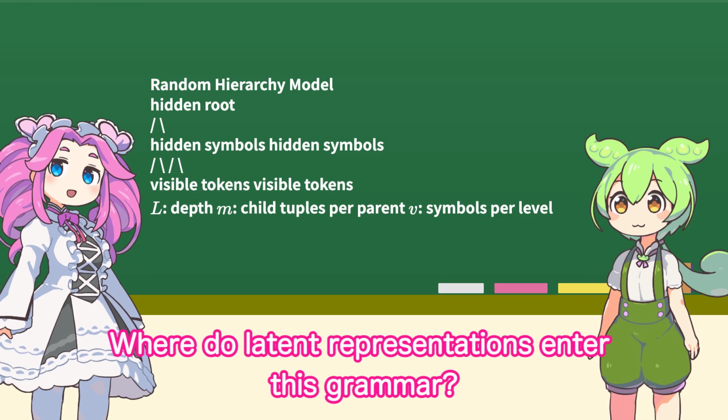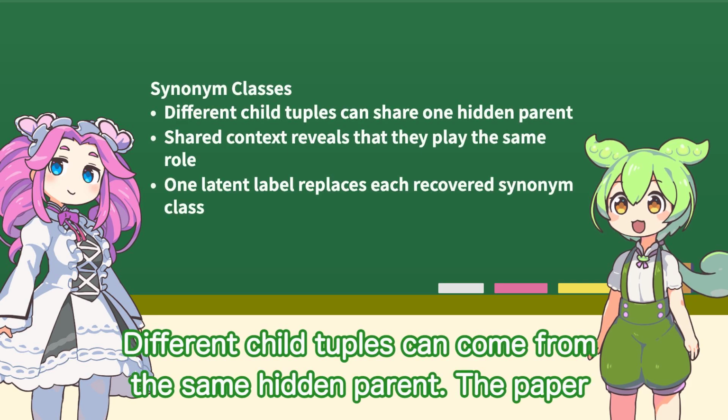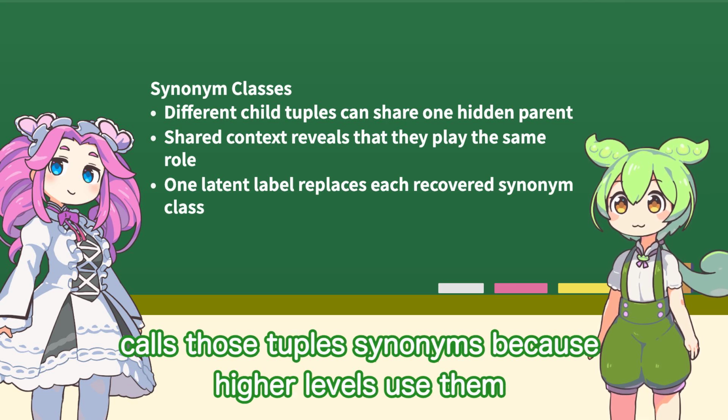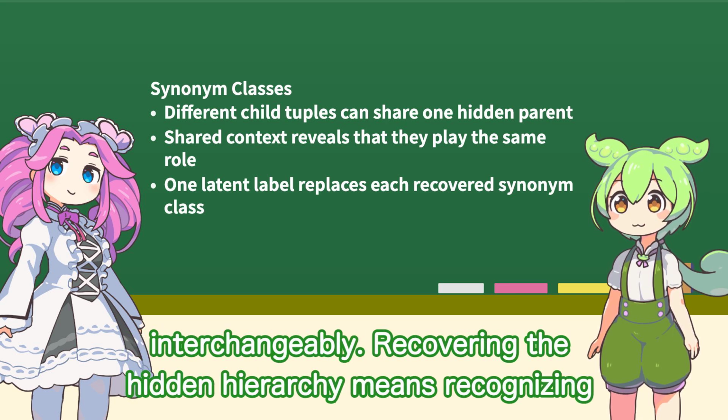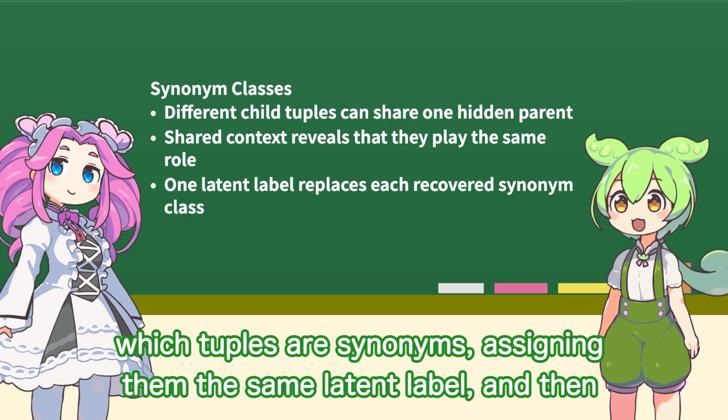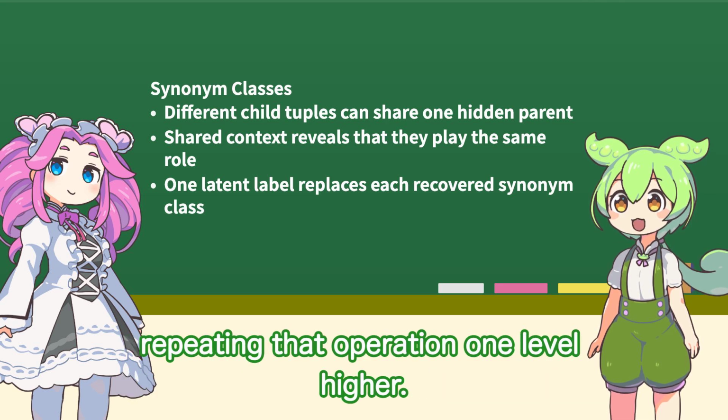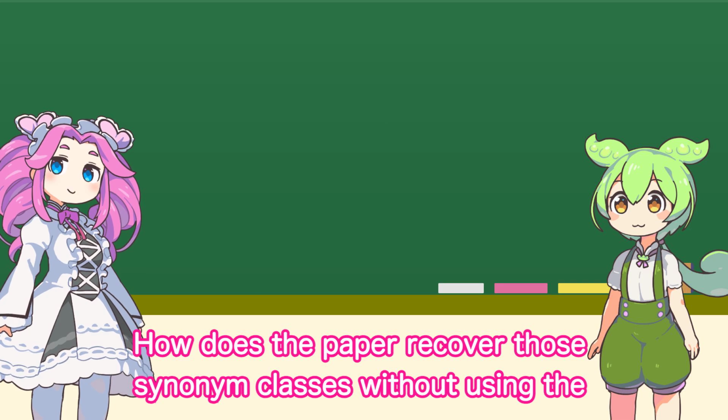Where do latent representations enter this grammar? Different child tuples can come from the same hidden parent. The paper calls those tuples synonyms because higher levels use them interchangeably. Recovering the hidden hierarchy means recognizing which tuples are synonyms, assigning them the same latent label, and then repeating that operation one level higher.